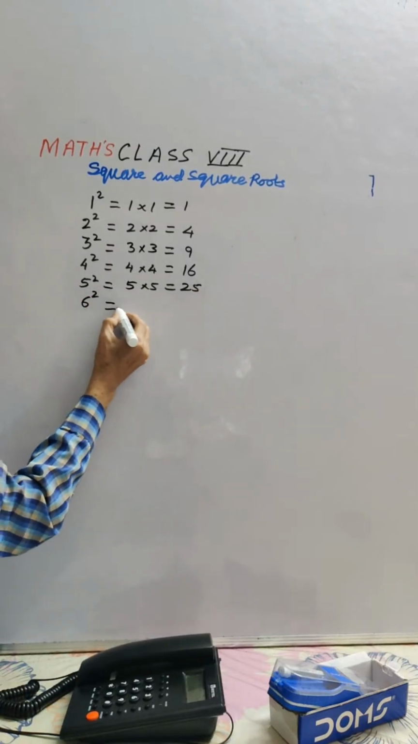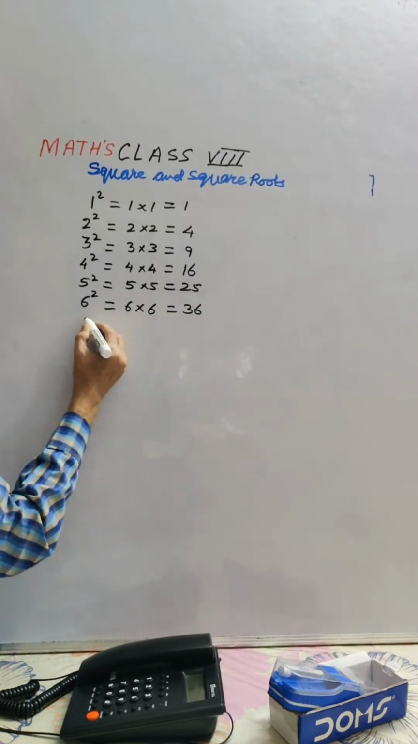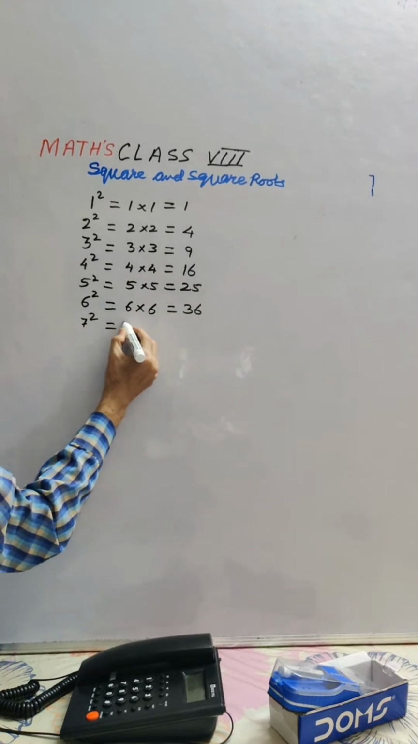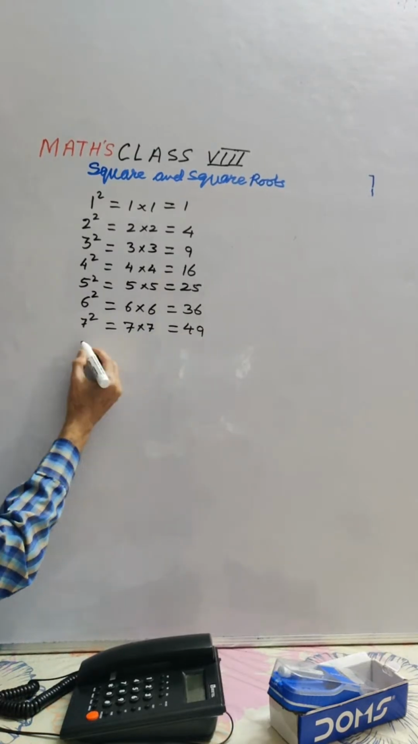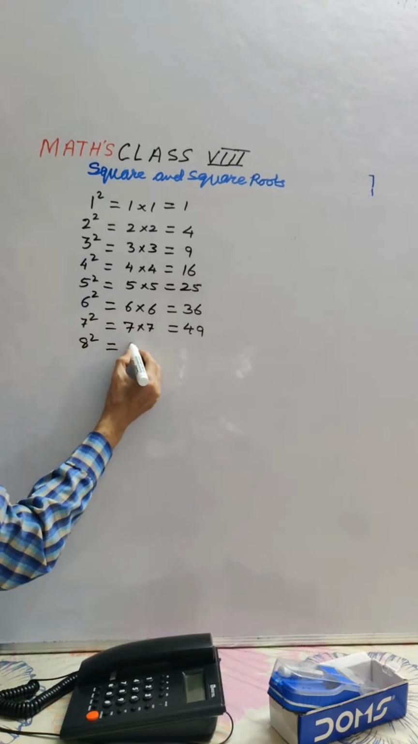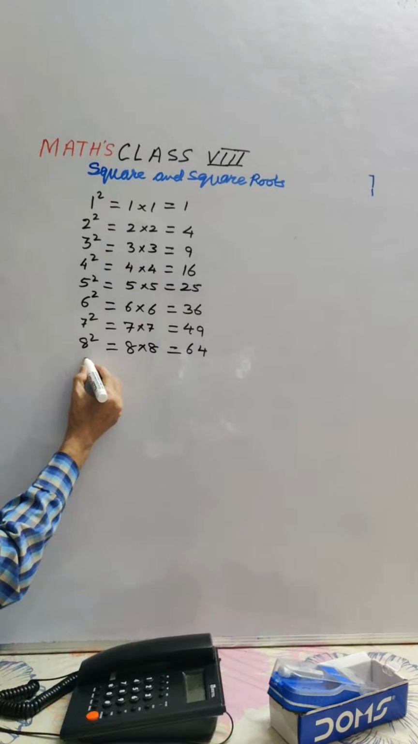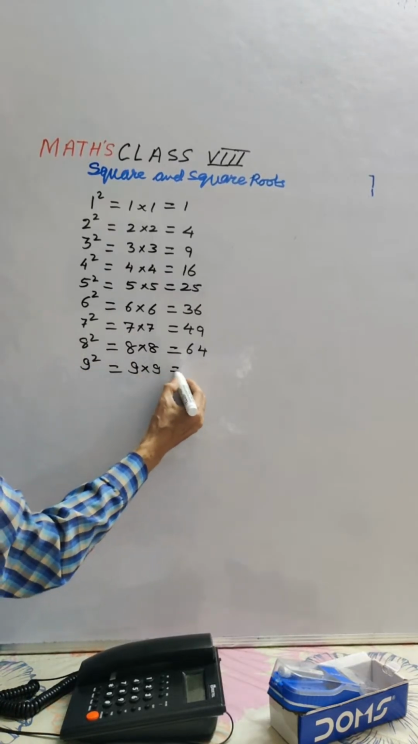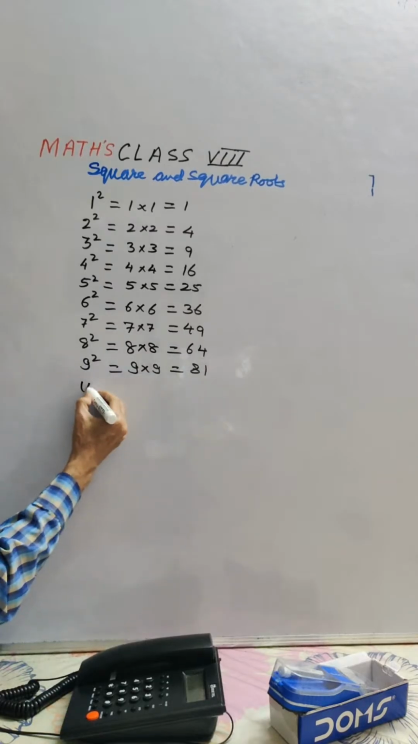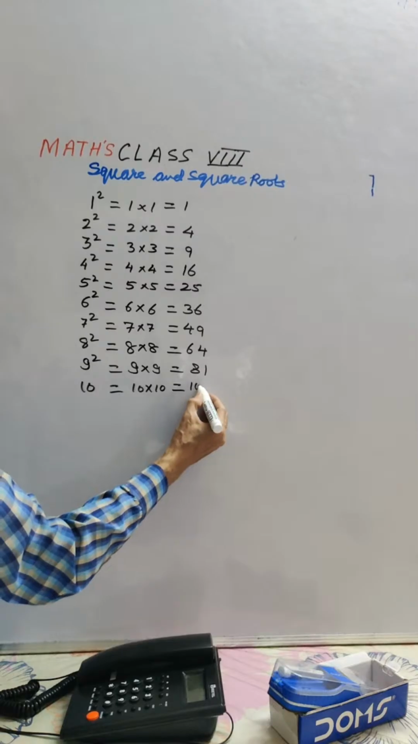6 square, that is 6 into 6 is equal to 36. 7 square, that is 7 into 7 is equal to 49. 8 square, that is 8 into 8 is equal to 64. 9 square, 9 into 9 is equal to 81. 10 square, 10 into 10 is equal to 100.